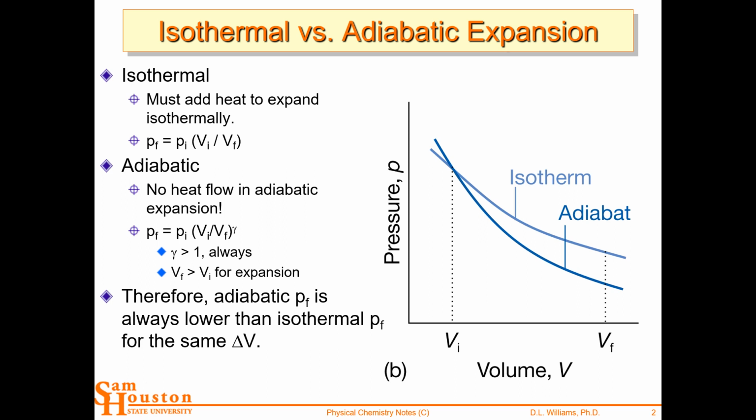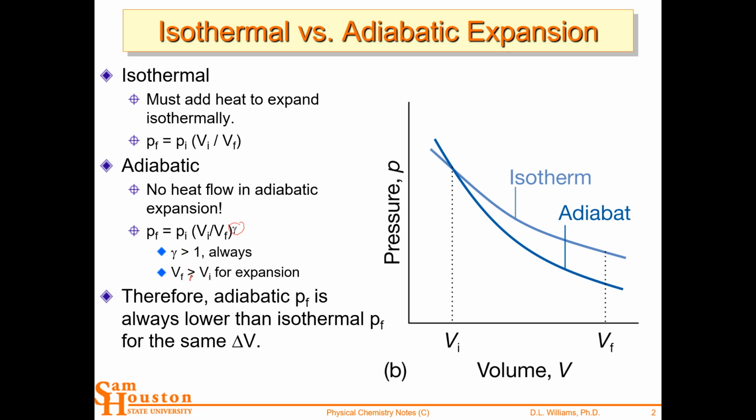Isothermal expansion, you can just look at the final pressure based on the initial pressure and this ratio of volumes. And so that's going to give us this slope here, the isothermal slope. And then the adiabatic, there's no heat flow, so there's a temperature drop. And it looks like the same slope, but you have this exponent here. And that exponent is always greater than 1, which means that it's a steeper slope.